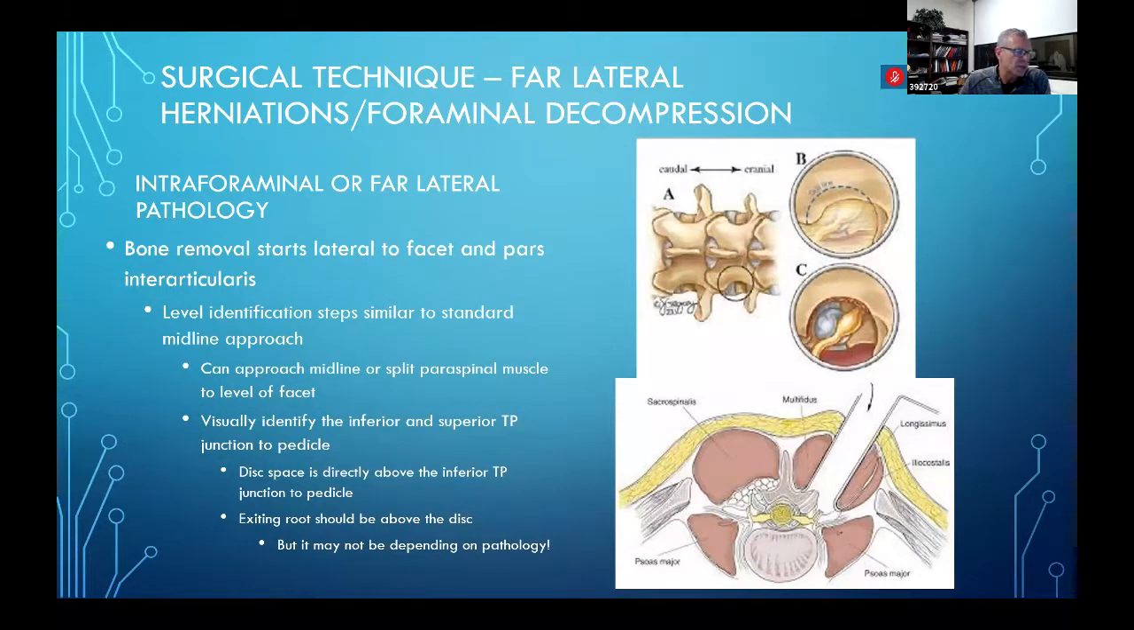So there are some nuances to doing this, and we can talk about it in more detail. This could be a topic all in and of itself in terms of the approach and the decompression, but this is just the far lateral. It's a variation of doing an interlaminar approach, but now you're working with different anatomy and different landmarks.